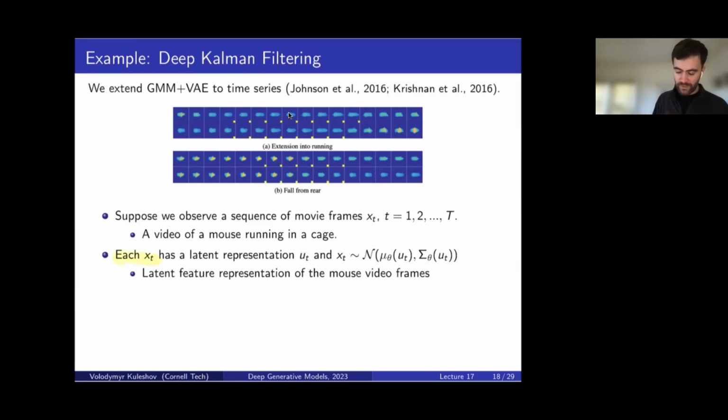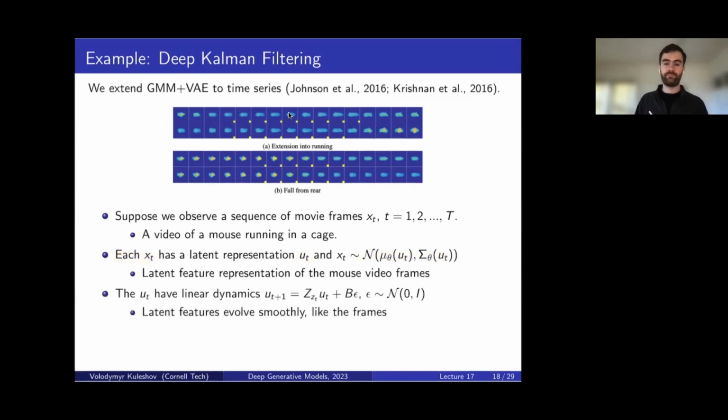So we can assume that each xt has some latent representation ut that is given to us by some kind of parameterized Gaussian model like in a VAE. But then I said that I also want to learn something about the behavior of the mouse. There's a lot of structure now. These images are not completely disconnected from each other. They're consecutive frames in a video. So there's clearly some additional structure that I can use here.